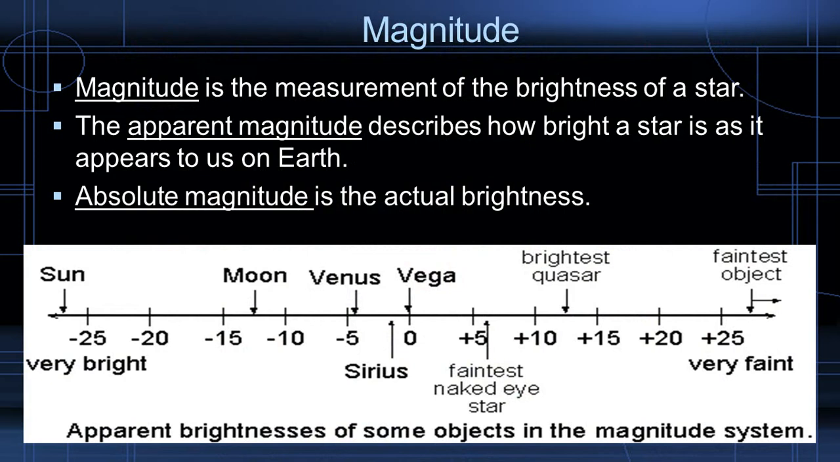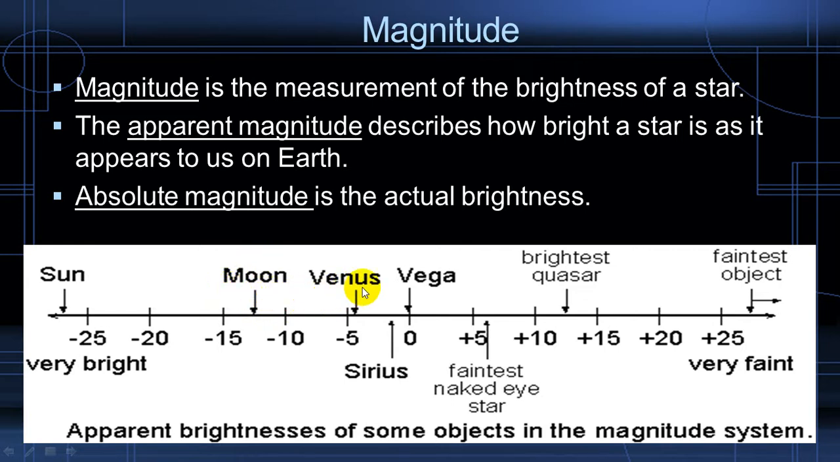So here we're looking at the apparent brightness of objects in the magnitude system. From our perspective, from the Earth, we can see that you have very bright over here. Our sun is in the very bright category. That would make total sense, right? It's the brightest thing in the sky. It's over here. Then comes our moon. Like on a full moon night, you've noticed how that can be very bright.